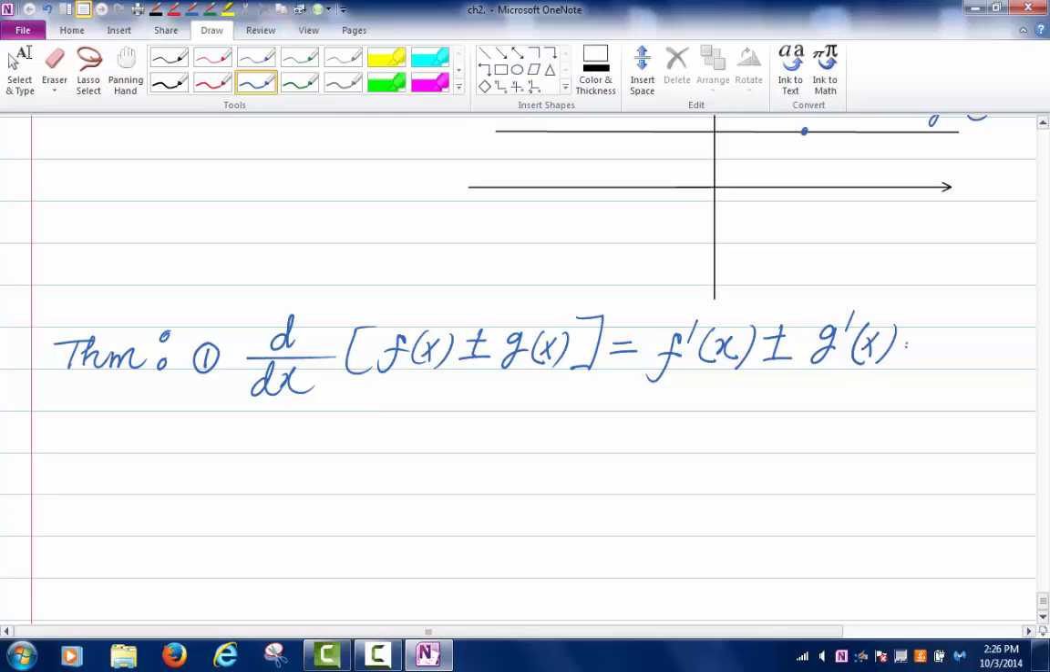Okay, and there is an underlying assumption here for this to work. This formula works as long as the derivative of f and g exists.